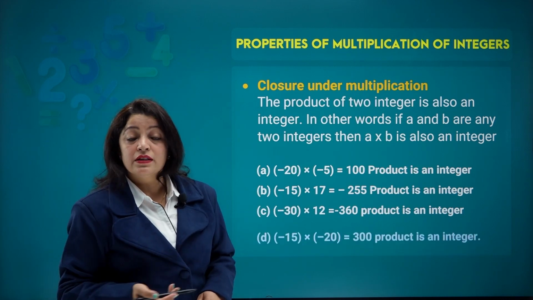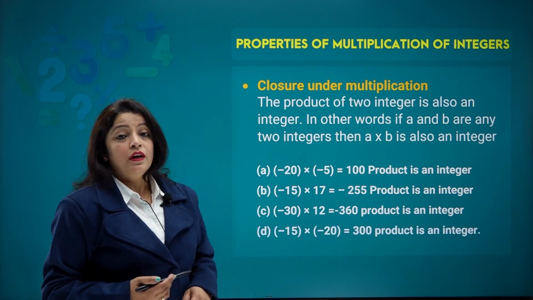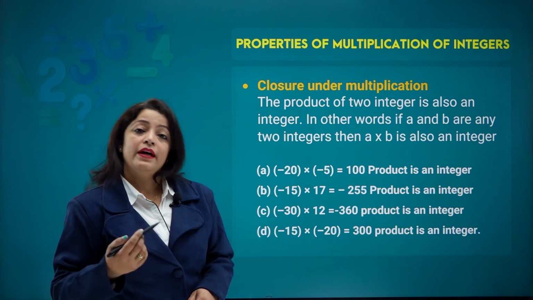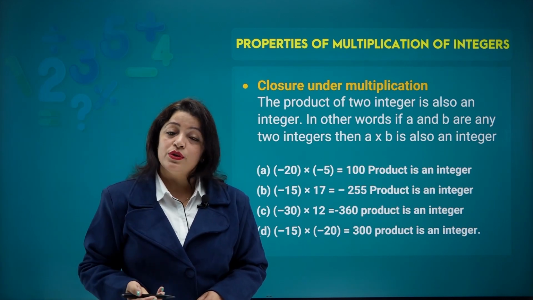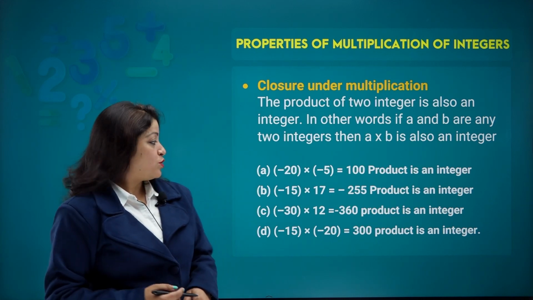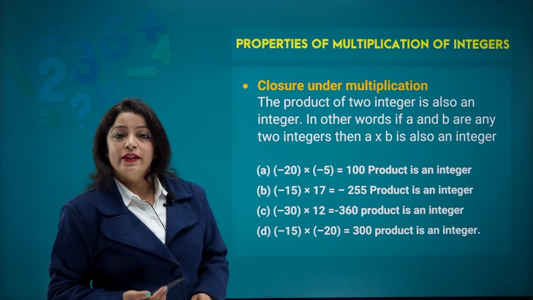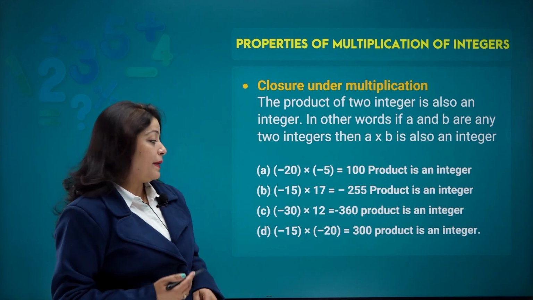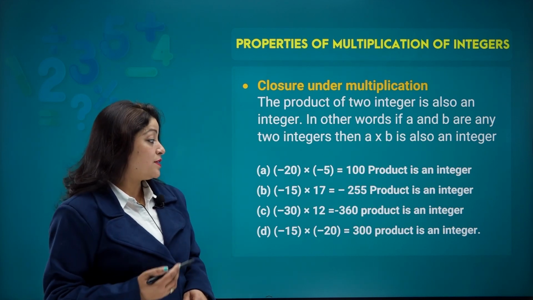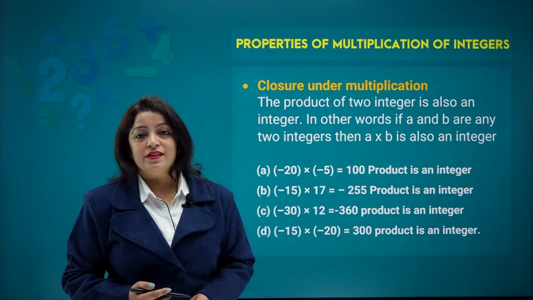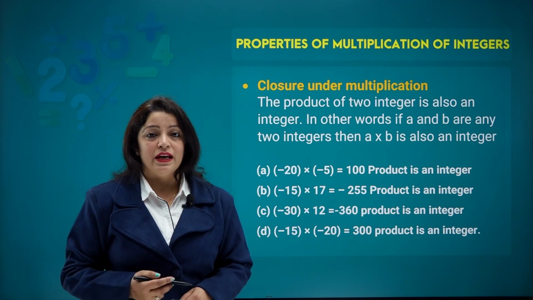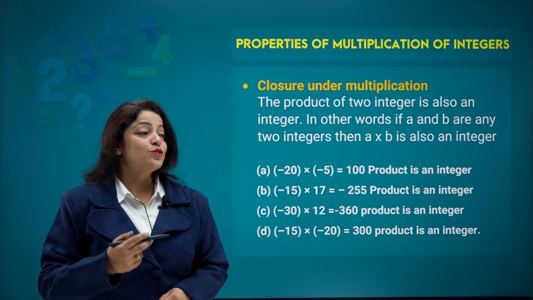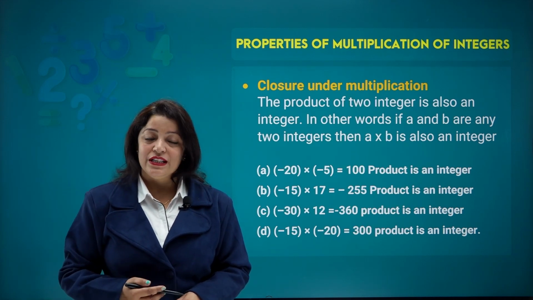You can even try by taking 0 as one of the integers. If you take 0 multiplied by any number, the result will be 0, and we know that 0 is also an integer. So here we can see minus 30 times 12 is minus 360, again an integer. Minus 15 times minus 20, that is 300. Again the product is an integer. So whichever integer you take, the product will always remain an integer. So this is about the closure property of integers.